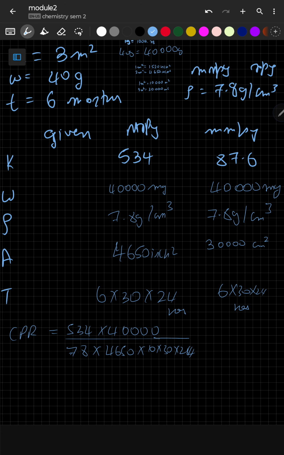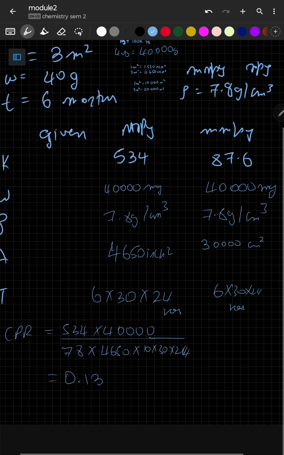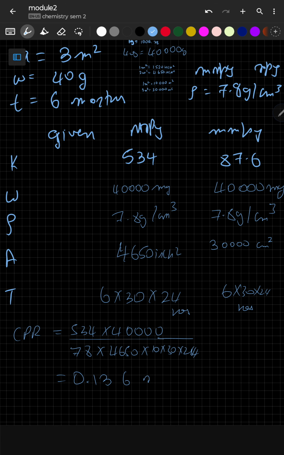Zero point 136 MPY is actually correct, because I'm not finding any mistake. In the PDF there might be some error. They have taken the area of MMPY. That's the mistake they have done. So what I have done is correct. This is the correct answer.